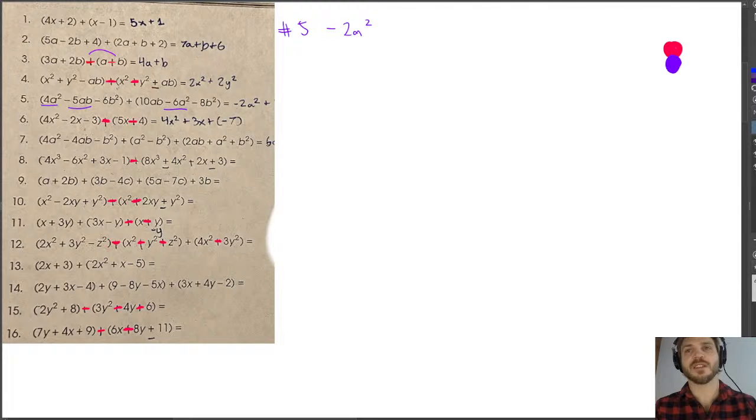Now we've got a negative 5ab and a 10ab. Let me double underline those. So negative 5 plus 10 is positive 5ab. Then we've got negative 6b squared and negative 8b squared. So negative 6 minus 8 is negative 14b squared. So finding like terms is pretty straightforward. I think the major issue with these problems was how do we deal with that negative? Once you learn that, it's not too big a deal.